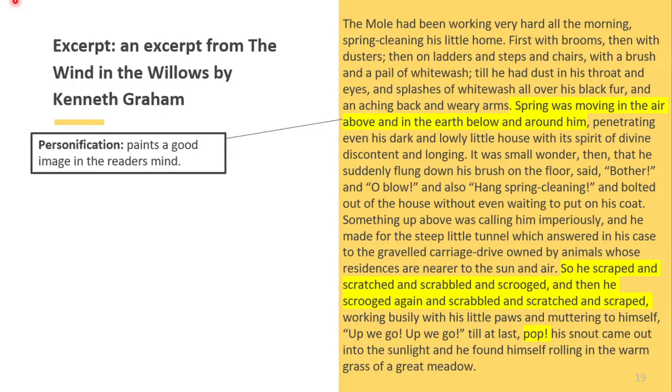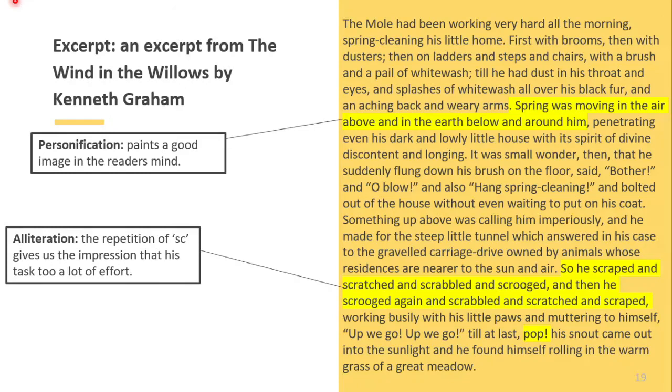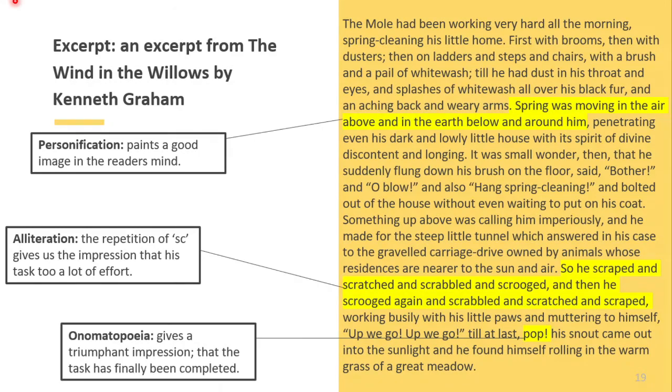Now let's move on to this line. So this is alliteration, the repetition of sk. So scraped, scratched, and scrabbled and scrooged gives us the impression that his task took a lot of effort. And last but not least, this slight pop, which is of course onomatopoeia, and gives a triumphant impression that the task has finally been accomplished.